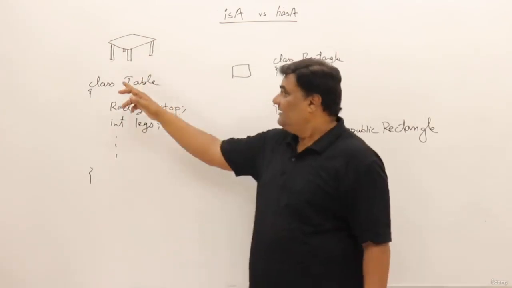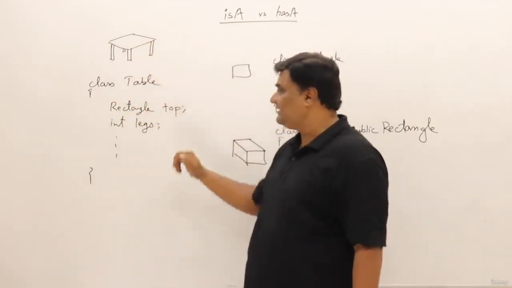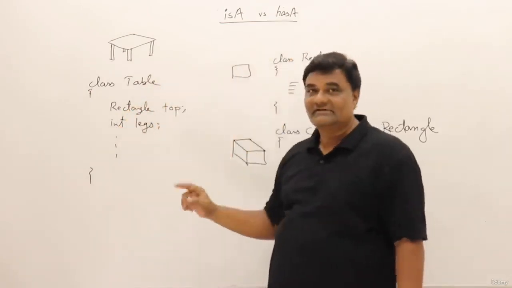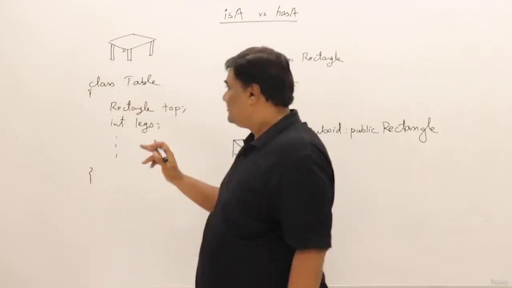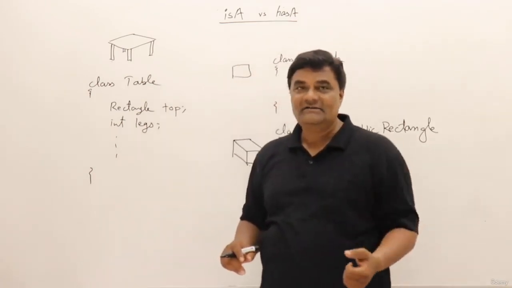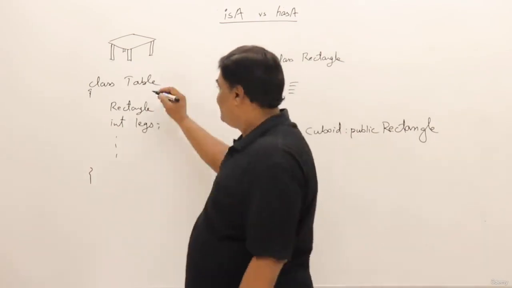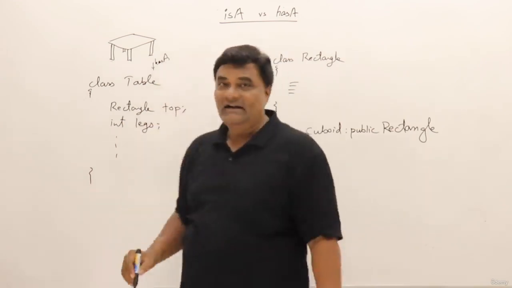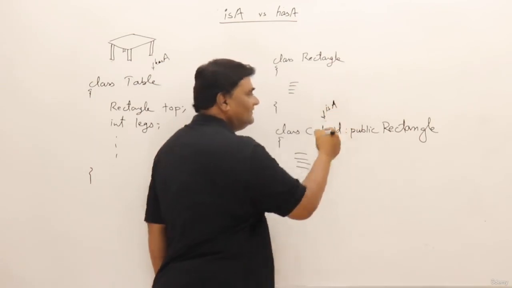Next, a table class has a tabletop that is rectangular. So this has an object of rectangle class. Table class has an object of rectangle class. So can I say table class has a rectangle? Yes, I can say it has a rectangle. So table class has a rectangle, right? And cuboid class is a rectangle.